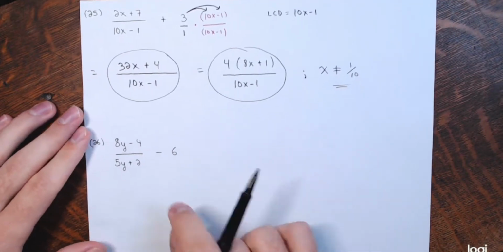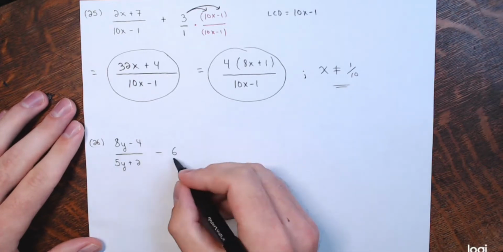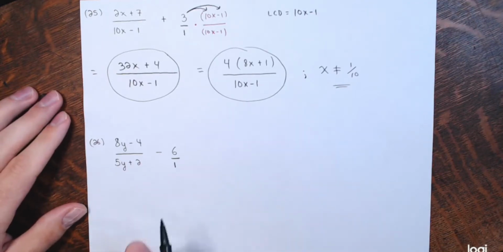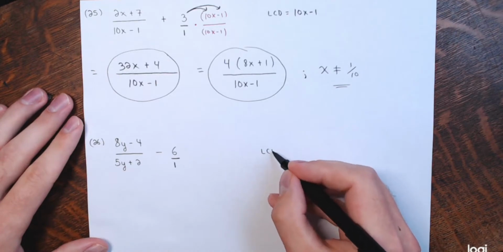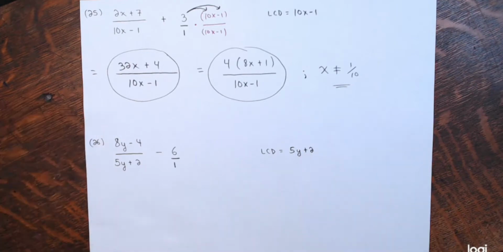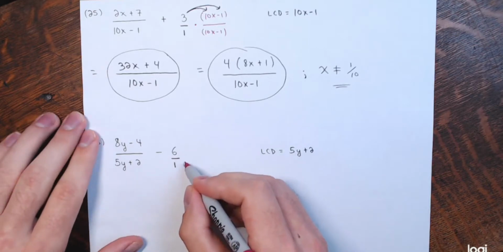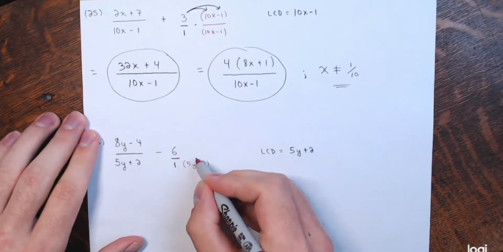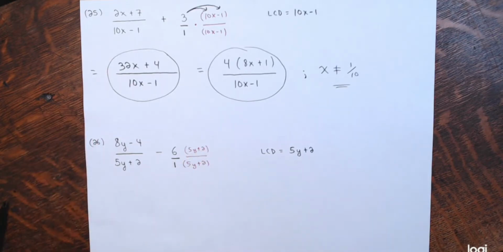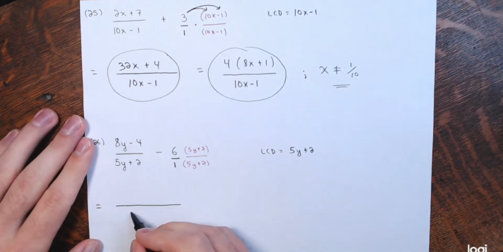All right, very similar, but with a subtraction problem for example 26. Again, you see 6 here. That's the same thing as 6 over 1. Right? It has a denominator of 1. So very clearly, the LCD is just 5y plus 2. So the first fraction I don't do anything to. It's the second fraction that I'm going to multiply the denominator and the numerator by 5y plus 2. All right, the quantity 5y plus 2. And now the denominators are the same. So that's going to be the denominator of the difference.